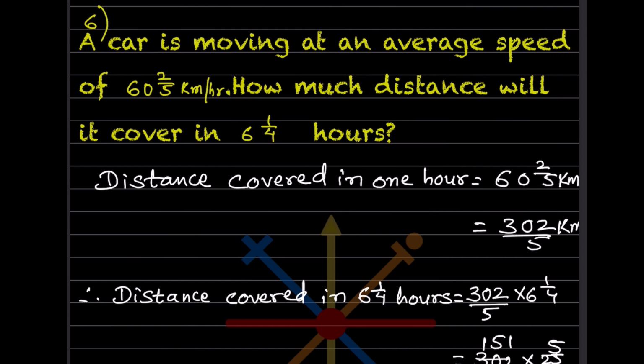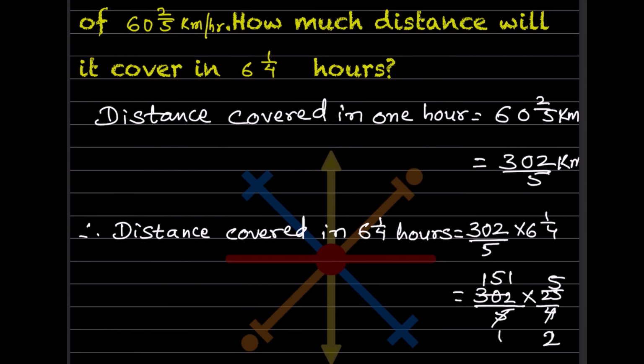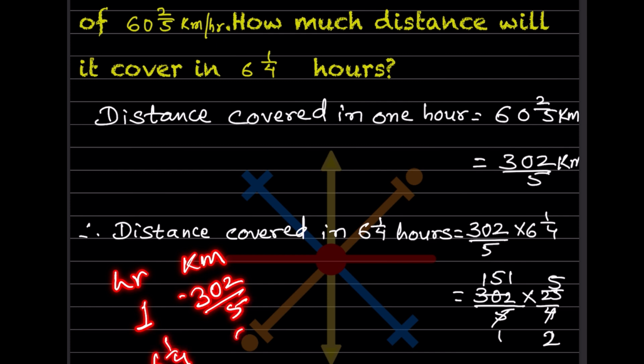So now, distance covered in, now they have asked for 6 integers 1 by 4 hours. So now look at here. First thing, what did I say? For 1 hour, this is hour and this is kilometer here. So in 1 hour it is 302 by 5. So then in 6 integers 1 by 4 hours, that will be how much? So again here you are going to cross multiply, means you are going to multiply. So 6 integers 1 by 4.